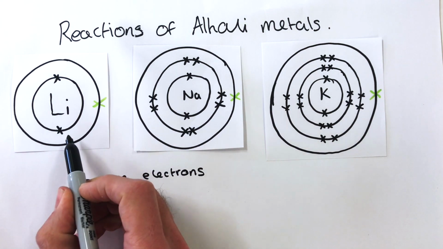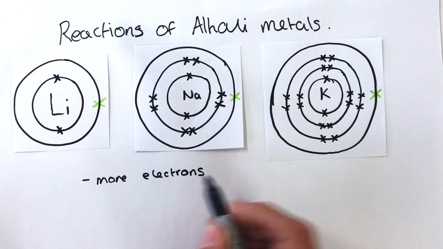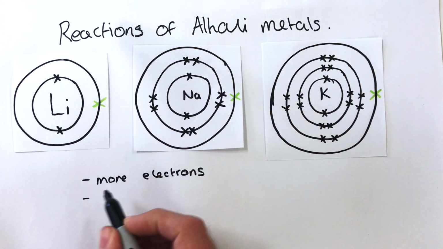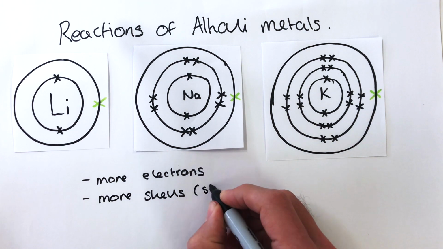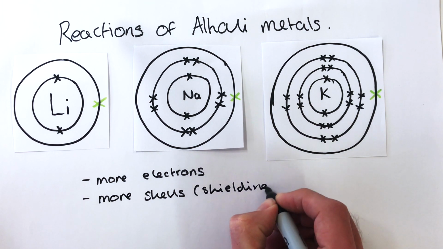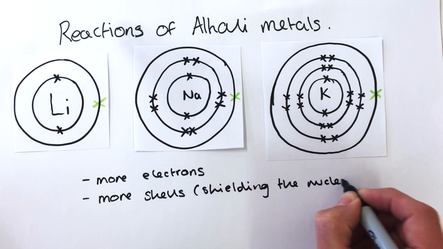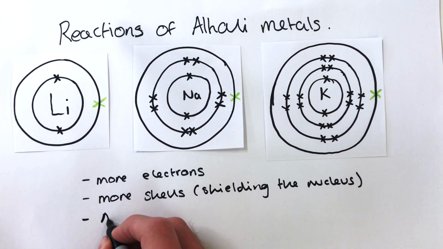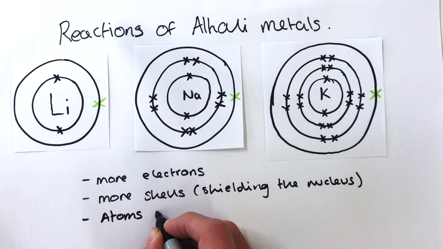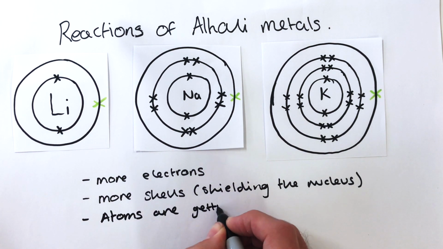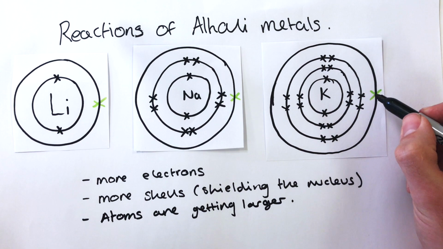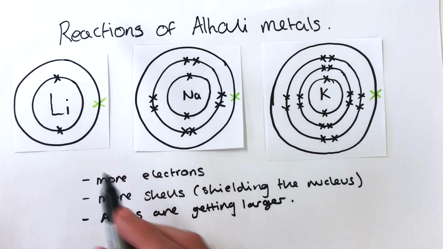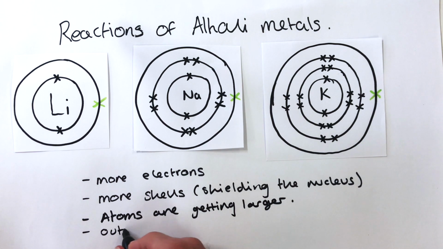So sodium has more electrons than lithium and potassium has more electrons than sodium. So as you get more electrons, that ends up getting more shells, and that creates shielding of the nucleus. As a result, the atoms get larger, and as the atoms get larger, this outer shell electron is getting further and further away from the nucleus. So the outer electron gets further from the nucleus.